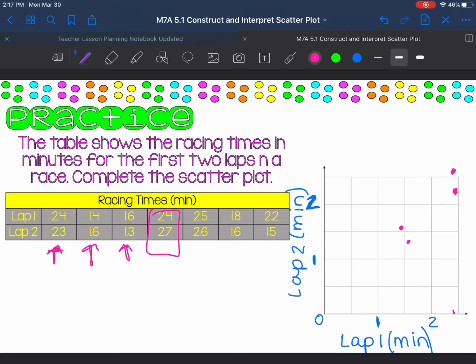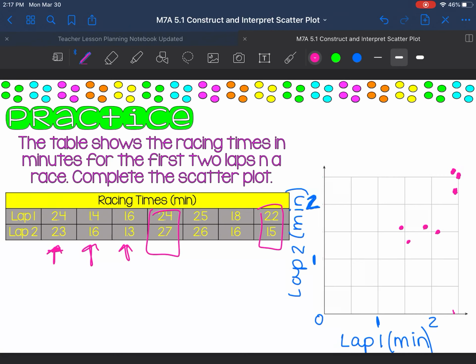Okay. Now we have 2.5 and 2.6, which once again is right at the tip top of our graph. Then I have 1.8 and 1.6, which we're going to say is roughly about there. And finally, our very last is 2.2 and 1.5.